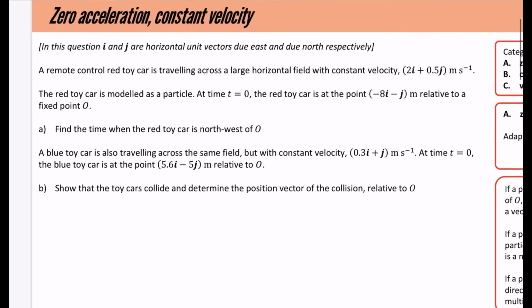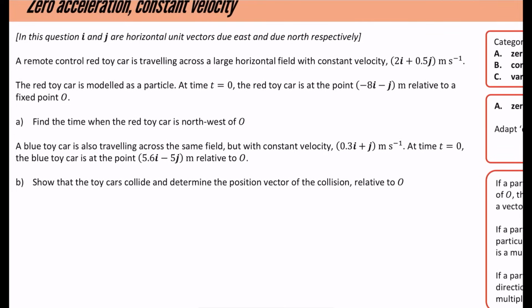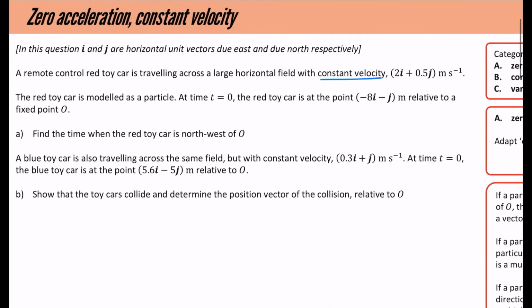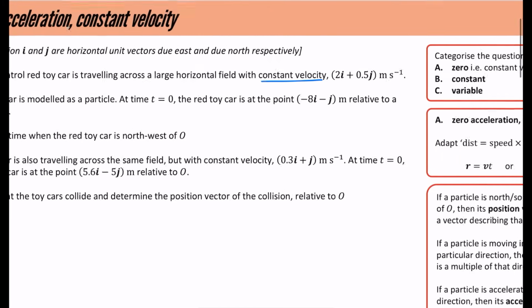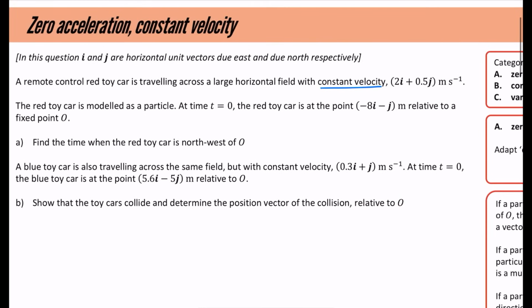So let's have a look at this one. It says, in this question, i and j are horizontal unit vectors due east and north, respectively. Pretty standard beginning of a question there. It says that a remote-controlled red toy car is travelling across a large horizontal field with constant velocity. Now, we knew it was constant velocity because of the theme of this first slide, but as soon as you have that, that should be telling you we're going to be using these formulae. And it actually tells us what that constant velocity is.